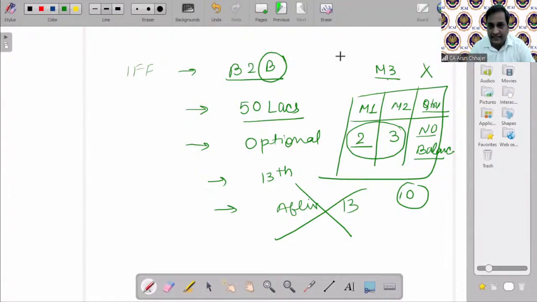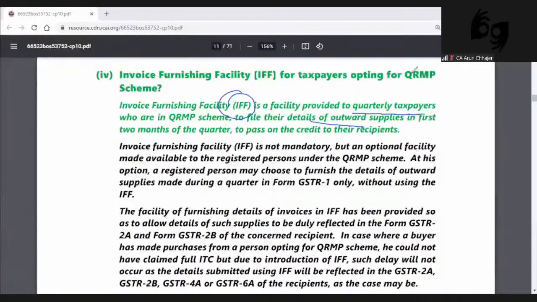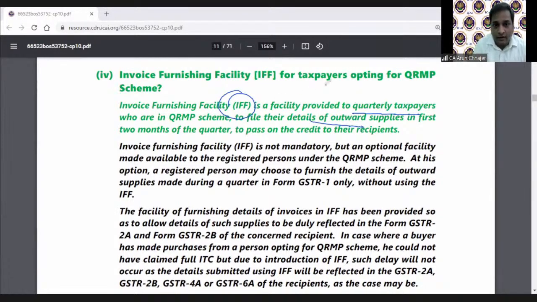Going to the study material so that we can see if anything is left for the IFF. I have explained, now we will see is any other point which is missed by me. IFF is a facility provided to the QRMP, quarterly taxpayer who are in QRMP scheme, to file their returns. IFF is optional, not mandatory.